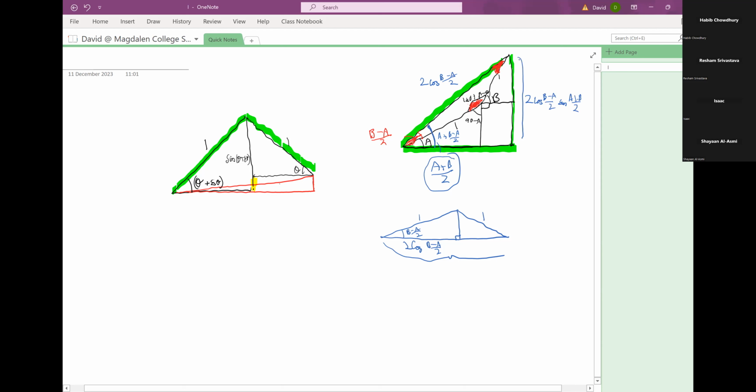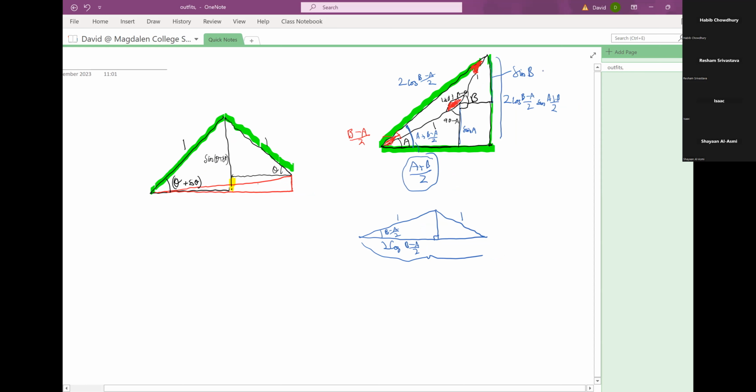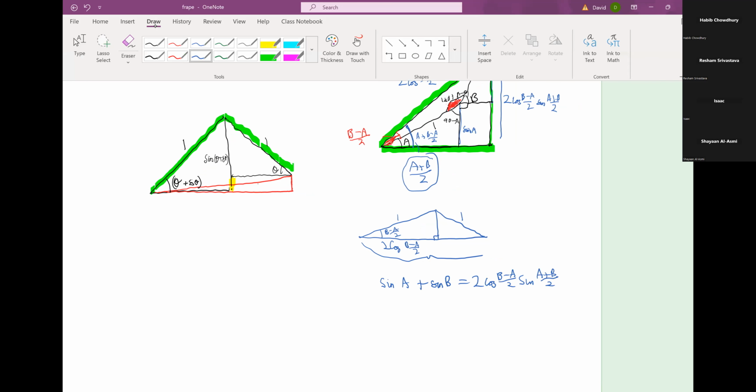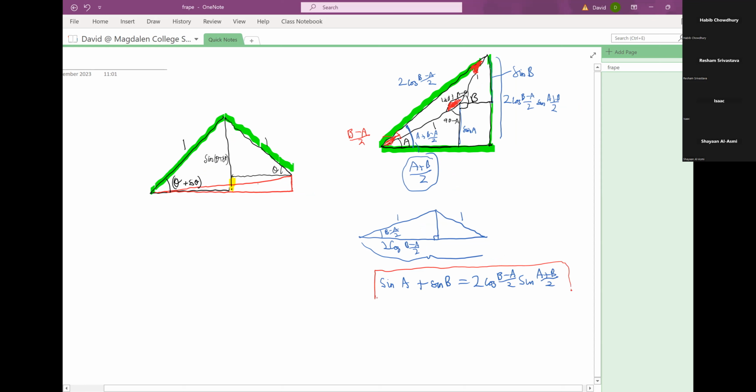But this vertical height is the same as this vertical height, which is sine a, plus this vertical height, which is sine b. So what I've proved here is a result which some of you might be familiar with, which is sine a plus sine b is equal to 2 cos of b minus a over 2 times sine of a plus b over 2. Okay, and this is an identity that is true for all angles.